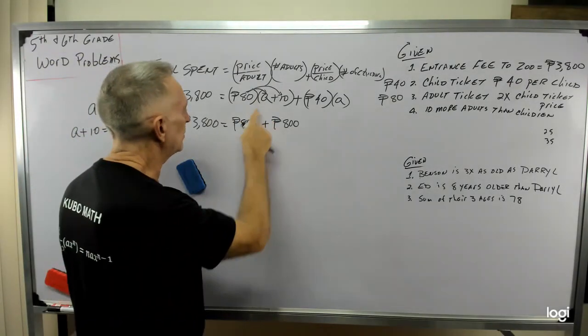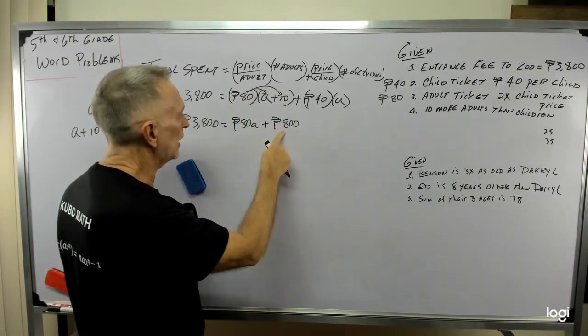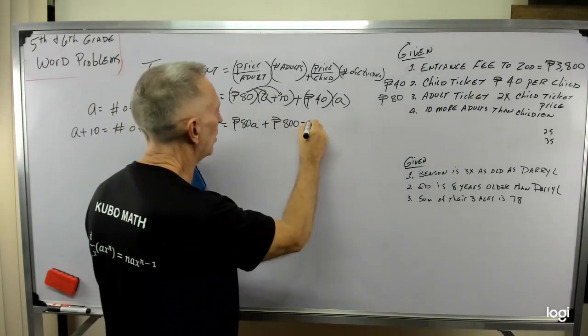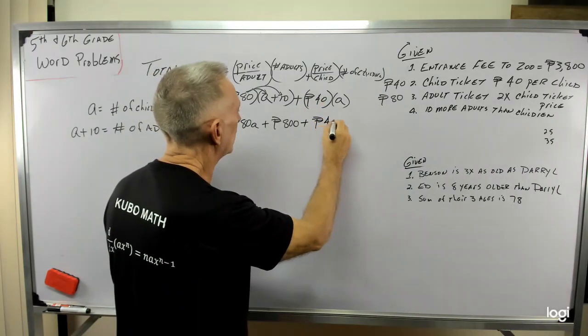So 80 times A is 80A. 80 times 10 is 800. Okay, plus 40 times A, 40A.